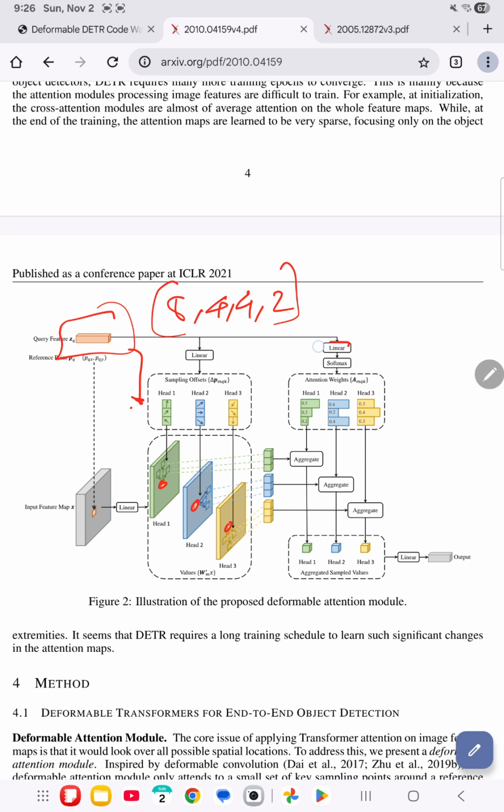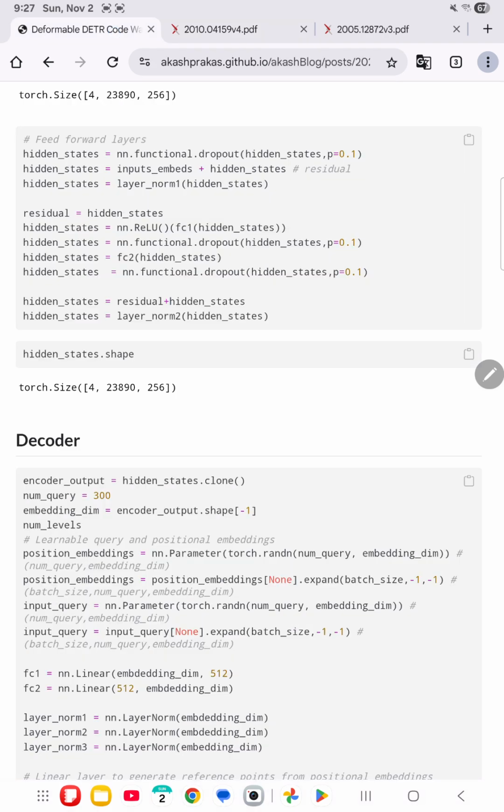We have a linear layer producing the corresponding attention weights for each of these points, and we aggregate them and finally get the output. So that output is this output, and this will be passed to the n number of encoder layers, and this will be the final output of the last encoder layer. And now this will be used for the cross attention in the decoder layer.